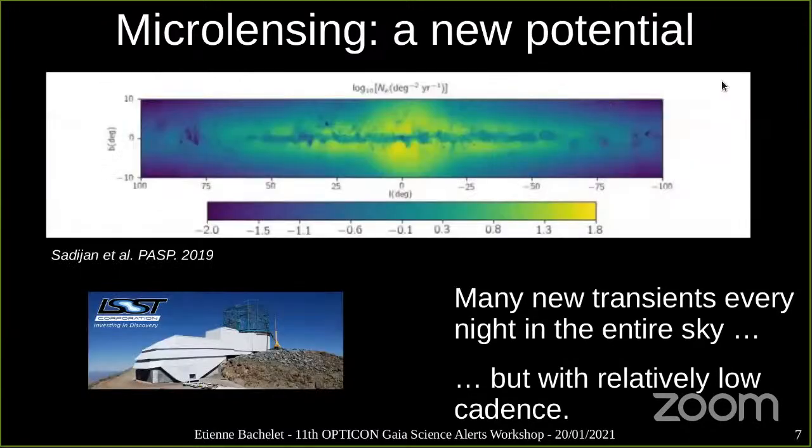And here is a prediction of the LSST microlensing detection rate in log scale per square degree per year. And it is clear from this plot that LSST has the potential to detect thousands of events every year. But again, we know that the LSST cadence will be roughly 4 points per week, which can be not enough to have a very good model of the lensing parameters.